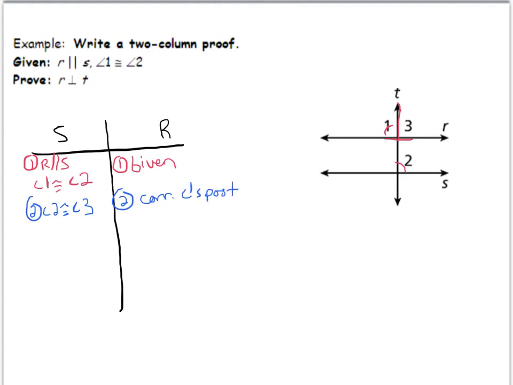Okay, so now let's take a look. If 1 is congruent to 2, and then 2 is congruent to 3, well, that would have to make angle 1 congruent to angle 3. I cut out that middleman there, so this is actually going to be my transitive property.